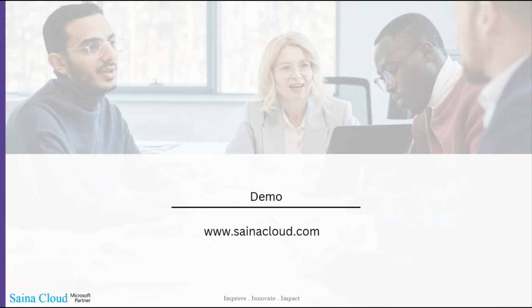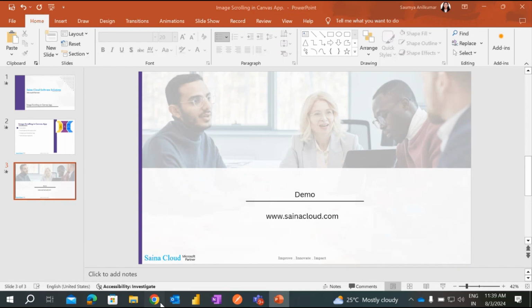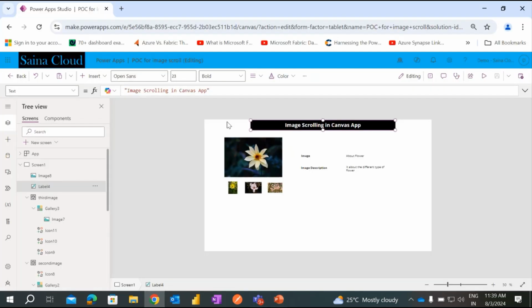Let's move on to the demo. So here I have already created that screen. In this screen I have already added a few images. First I'm going to show how we can add the pop-up for one image, and after that pop-up, how we can scroll left and right using the left and right buttons. So for this image I am going to add the pop-up.